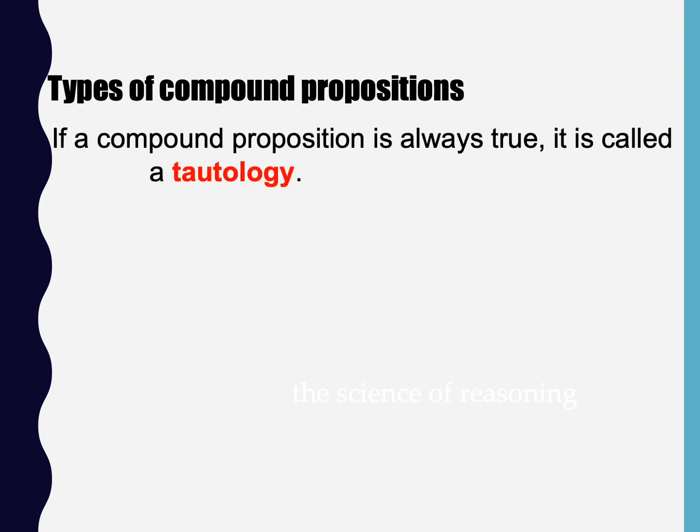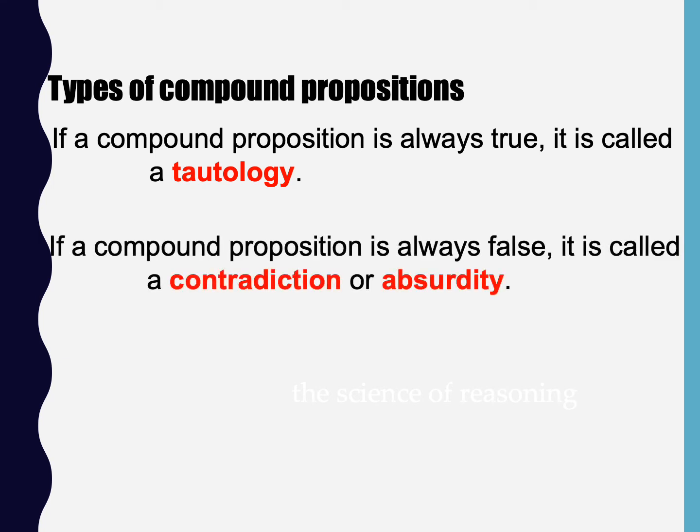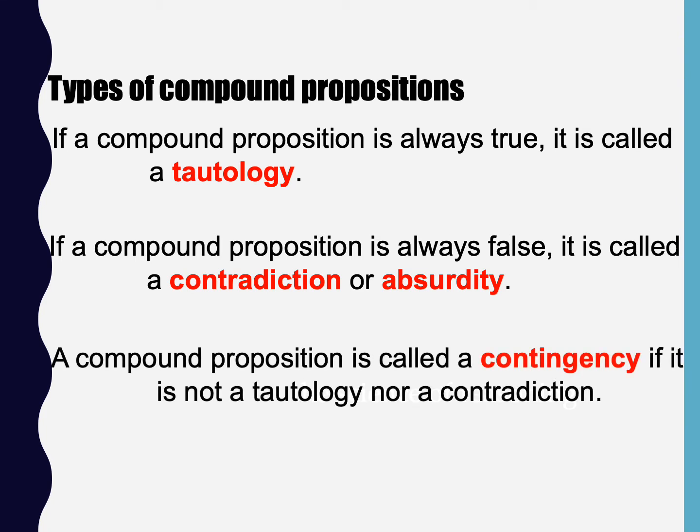The first is a compound proposition that is always true, which is called a tautology, whereas a compound proposition that is always false is called a contradiction or absurdity, whereas a compound proposition that is neither a tautology nor a contradiction is called a contingency.